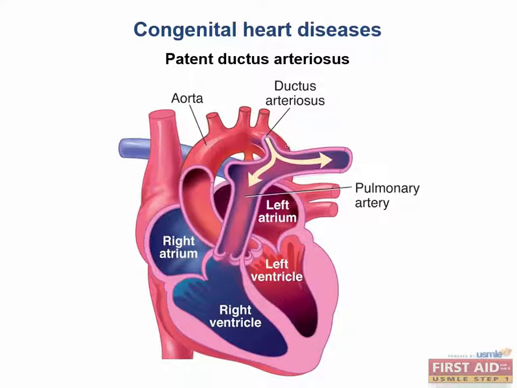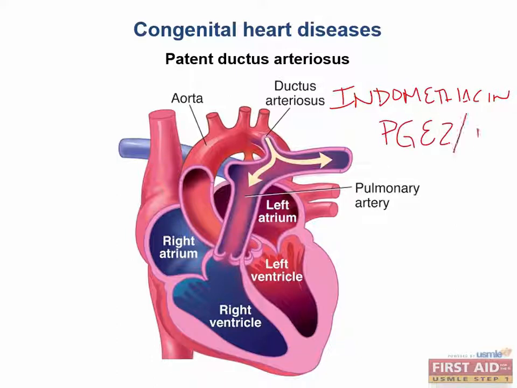We can help close the ductus by administering an NSAID, indomethacin. Indomethacin is useful because it inhibits cyclooxygenase and prevents the production of any prostaglandin E2 or I2. Now what would happen if the ductus remained open?